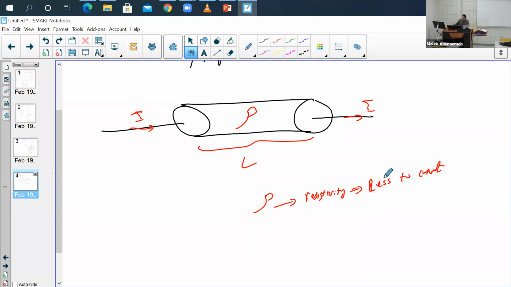So for instance, the resistivity for copper is going to equal 1.72 times 10 to the negative 8 ohm meters. I forgot to put down the units, ohm meters. The resistivity for rubber is 10 to the 13th ohm meters.